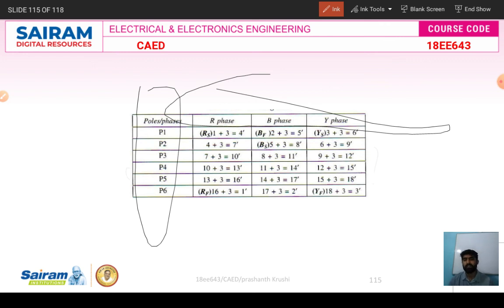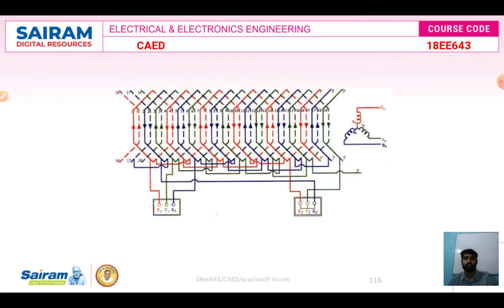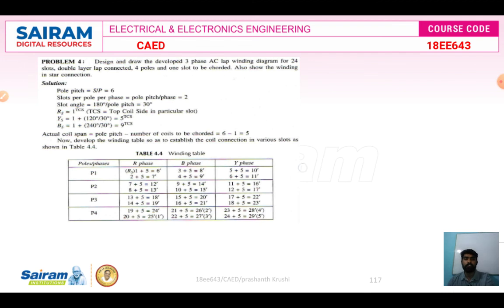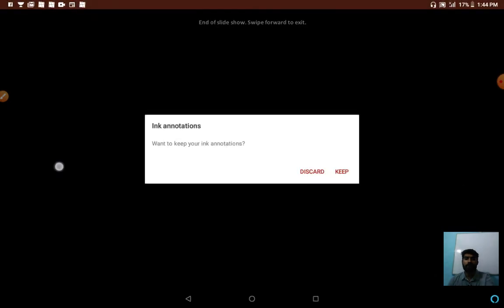Similarly, we have to draw the diagram by using AutoCAD software. So this is how the diagram looks after drawing it by using AutoCAD software. So the number of conductors, like 1 dash, 2 dash, total 18, I mean 36, will be there. After that there is an interconnection, and RF, YF, BF will be there. So this is how we are drawing the diagram in AutoCAD. Okay. Thank you so much.